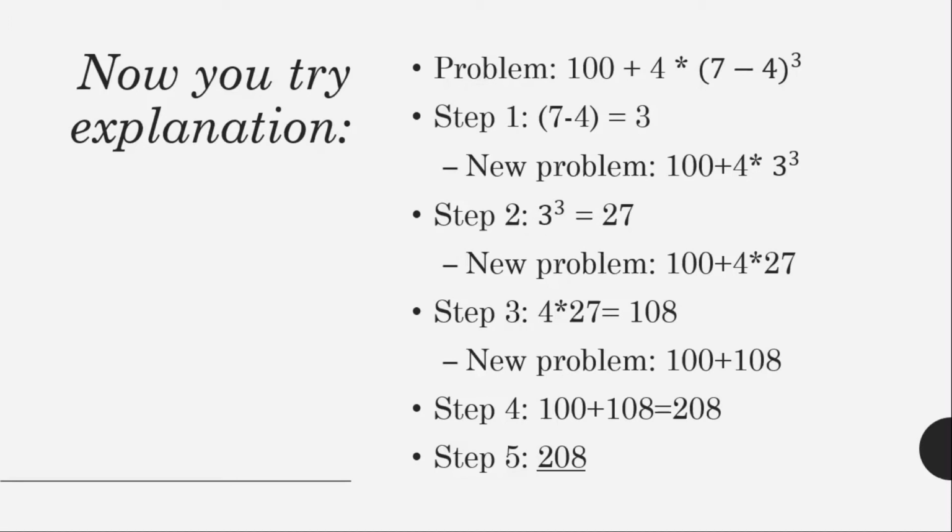Step 1 is parentheses. 7 minus 4 equals 3. Our new problem is 100 plus 4 times 3 to the 3rd. Step 2 is exponents. 3 to the 3rd is equal to 27. Our new problem would be 100 plus 4 times 27. Our next step is multiplication and division. We don't have any division here, so we are going to multiply 4 and 27 to get 108. Our new problem is 100 plus 108. Our last step is addition and subtraction. 100 plus 108 equals 208. So our solution is 208.